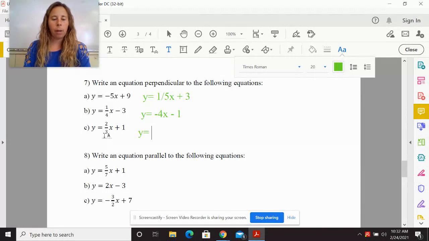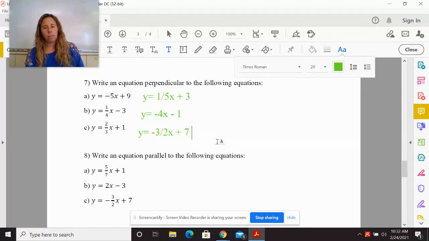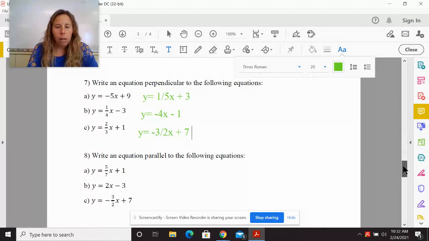My slope here is 2/3, so I'm going to flip and switch it. It's going to be 3 over 2, and it's going to be negative. And then, I don't know, plus 7. All right, there. All right.